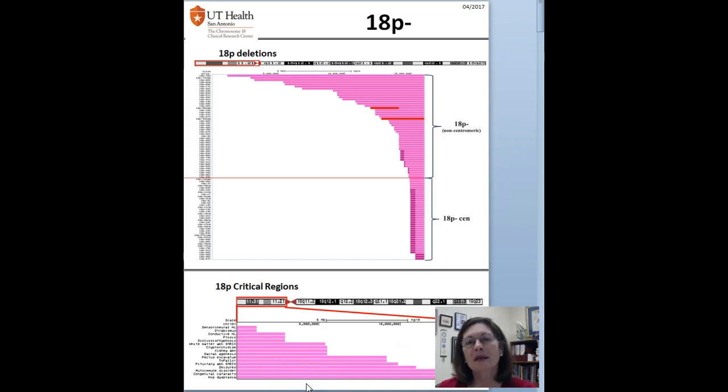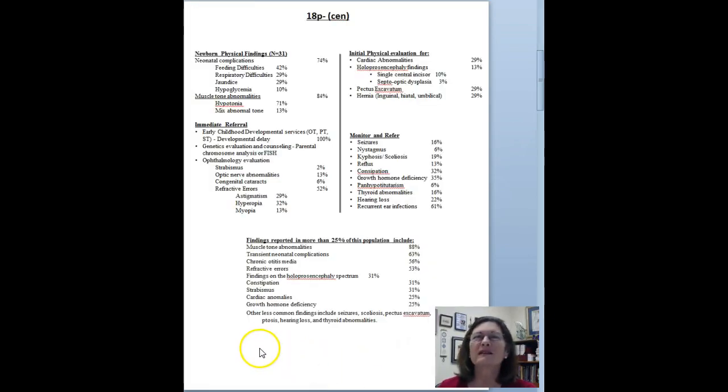Everyone with 18p who's enrolled in the study at this point in time has a terminal deletion, which is why all these critical regions go from the end of the chromosome down to some other point on 18p. If we were able to enroll people with interstitial deletions, that might start to make some of these considerably smaller. The rest of the handout's pretty self-explanatory.